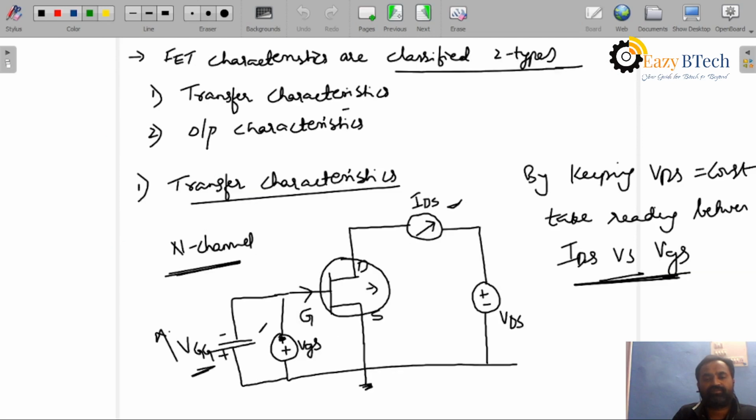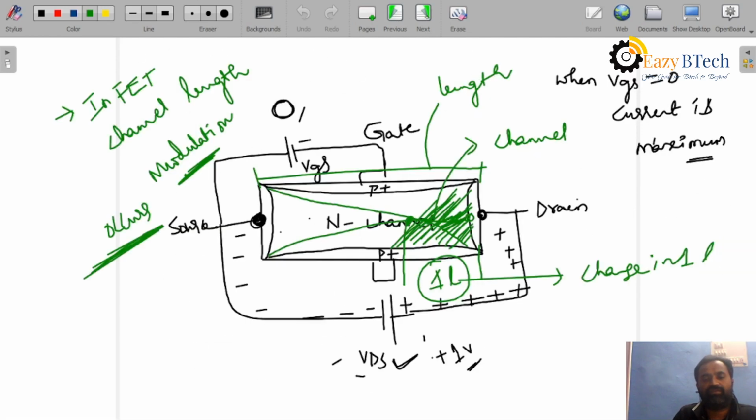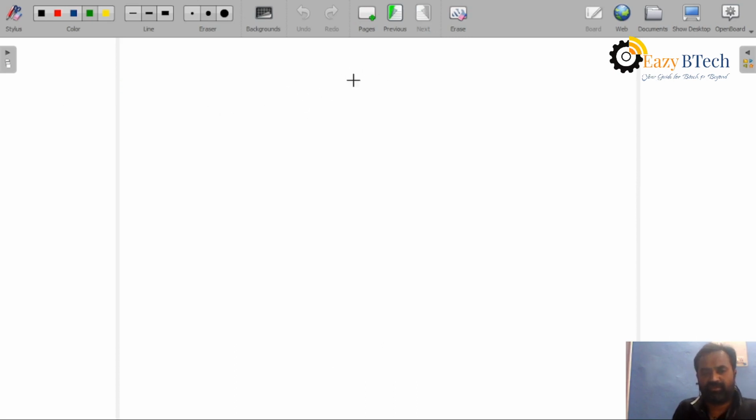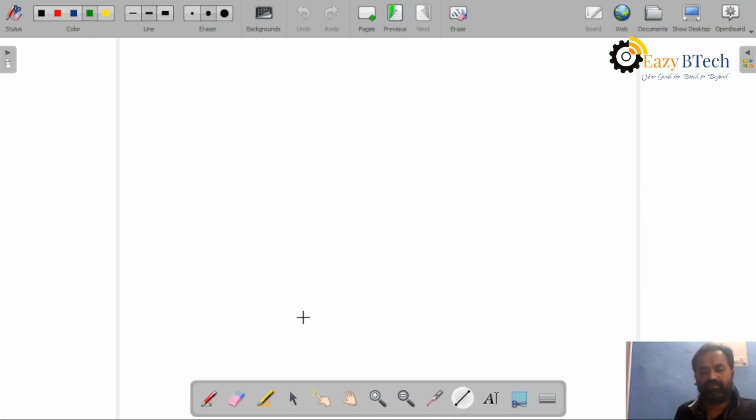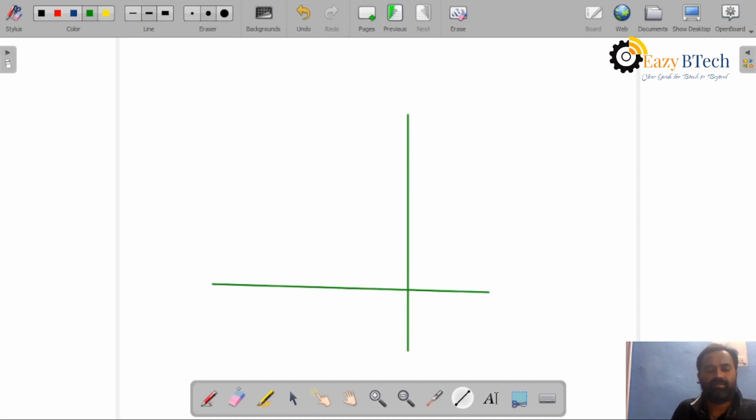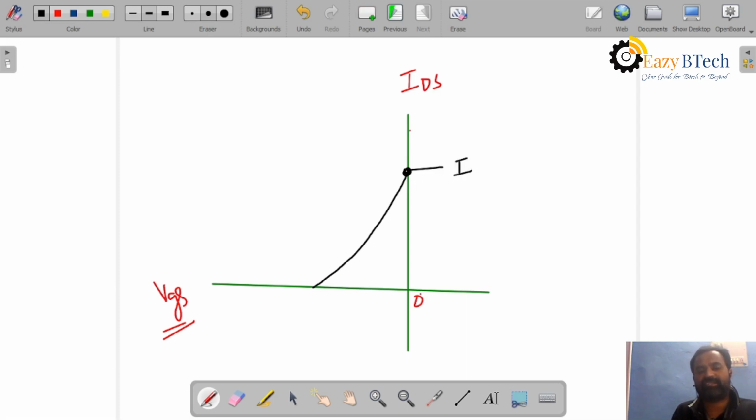Okay, students, if you take a graph, we can plot a graph. This is IDS, this is VGS, because VGS is negative, this is 0. Now at this point, this current we will call IDSS, the drain saturation current.